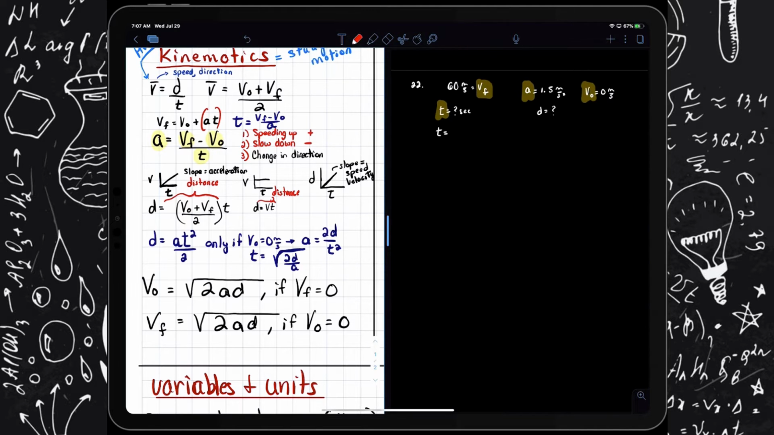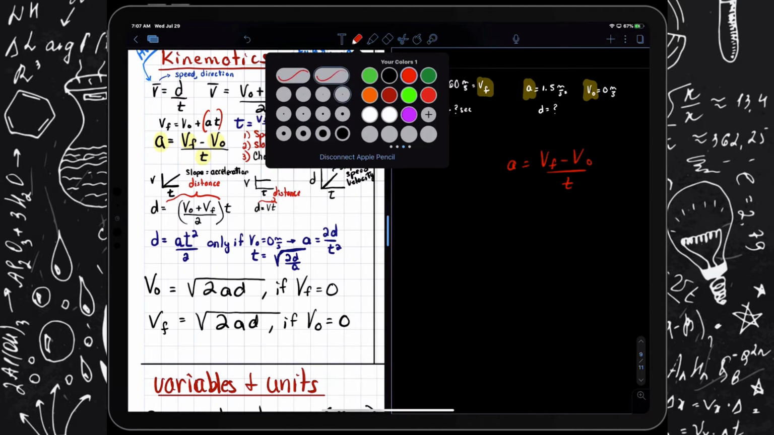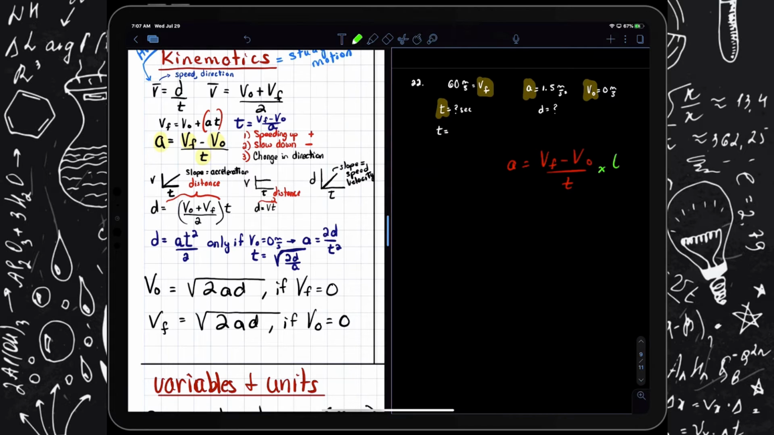We'll have your A equals VF minus VO divided by T. Well, if we're trying to solve for the T, you would multiply both sides by T. Okay. That means that the T gets reduced out. Then we can divide both sides by A. That will reduce the A on the left side, and you have, again, a rearranged equation. It's not a new one, it's just rearranged.